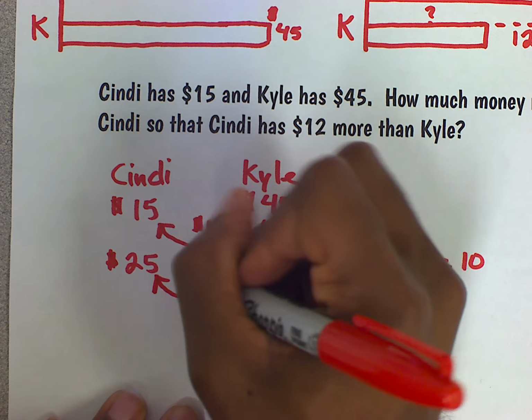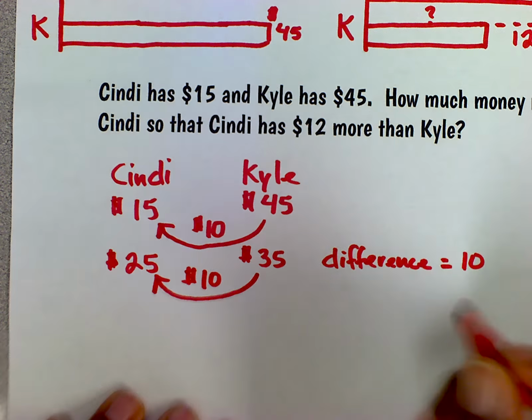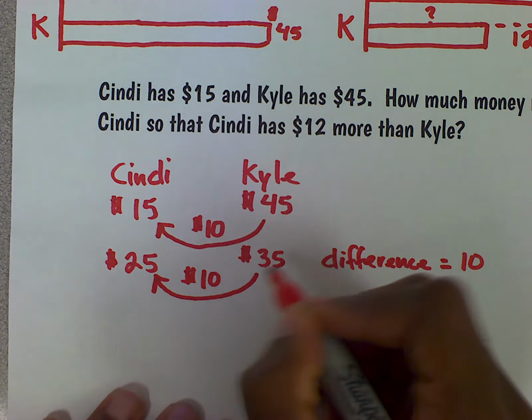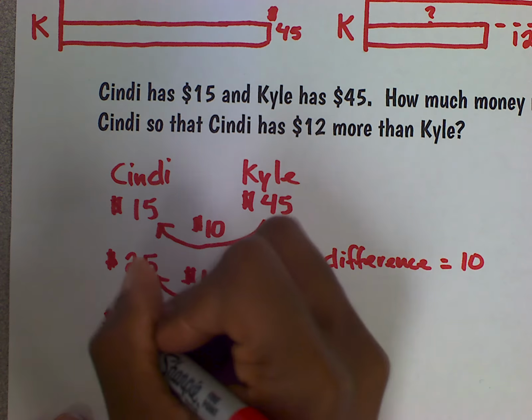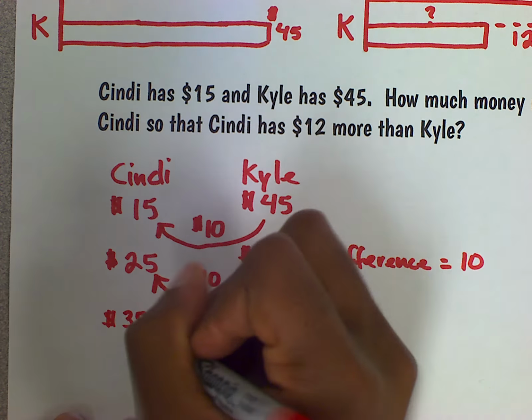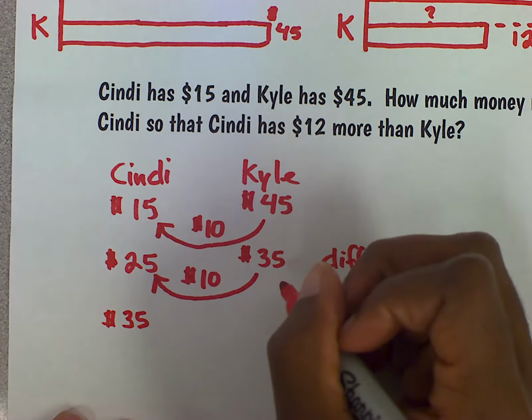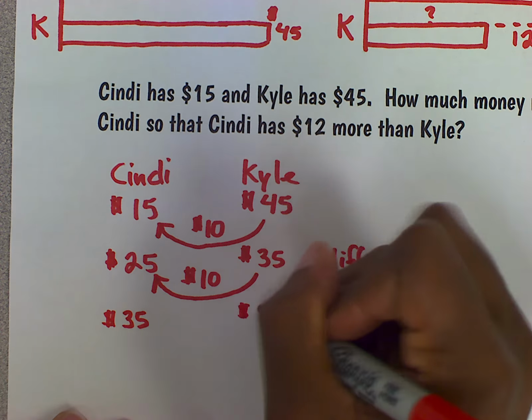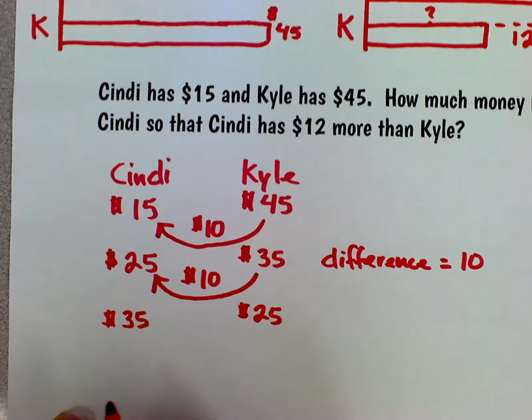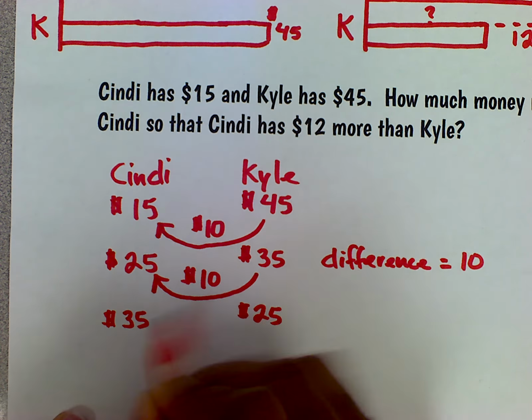There we go. Drawing it out so everybody can see, we're shifting another 10. And when we shift 10 away from Kyle and give it to Cindy, Cindy now has $35. And Kyle is left with how much? Yes, that's right, $25. Look at that. These are like identical. They're just like the reverse.